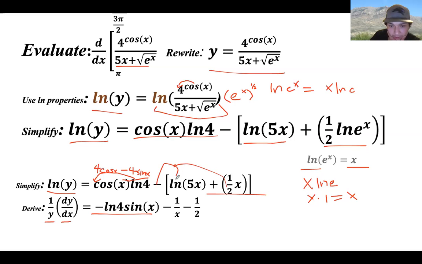Now we're going to derive this, ln of 5x. So that's just the derivative of 5x, which is 5, over the regular function 5x. This is going to cancel out, and that's just going to be 1 over x, as shown above, right here. And then the derivative of a constant times x is just a constant. So in this case, it's 1/2.